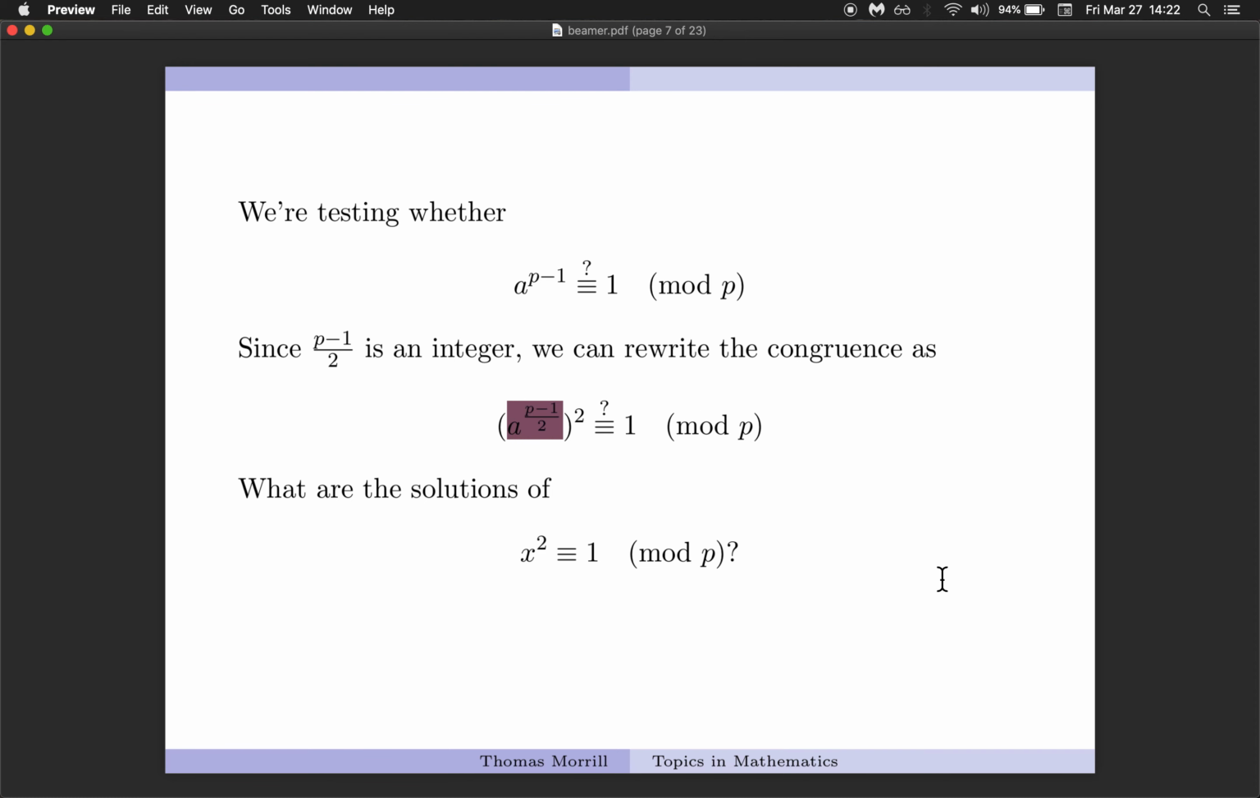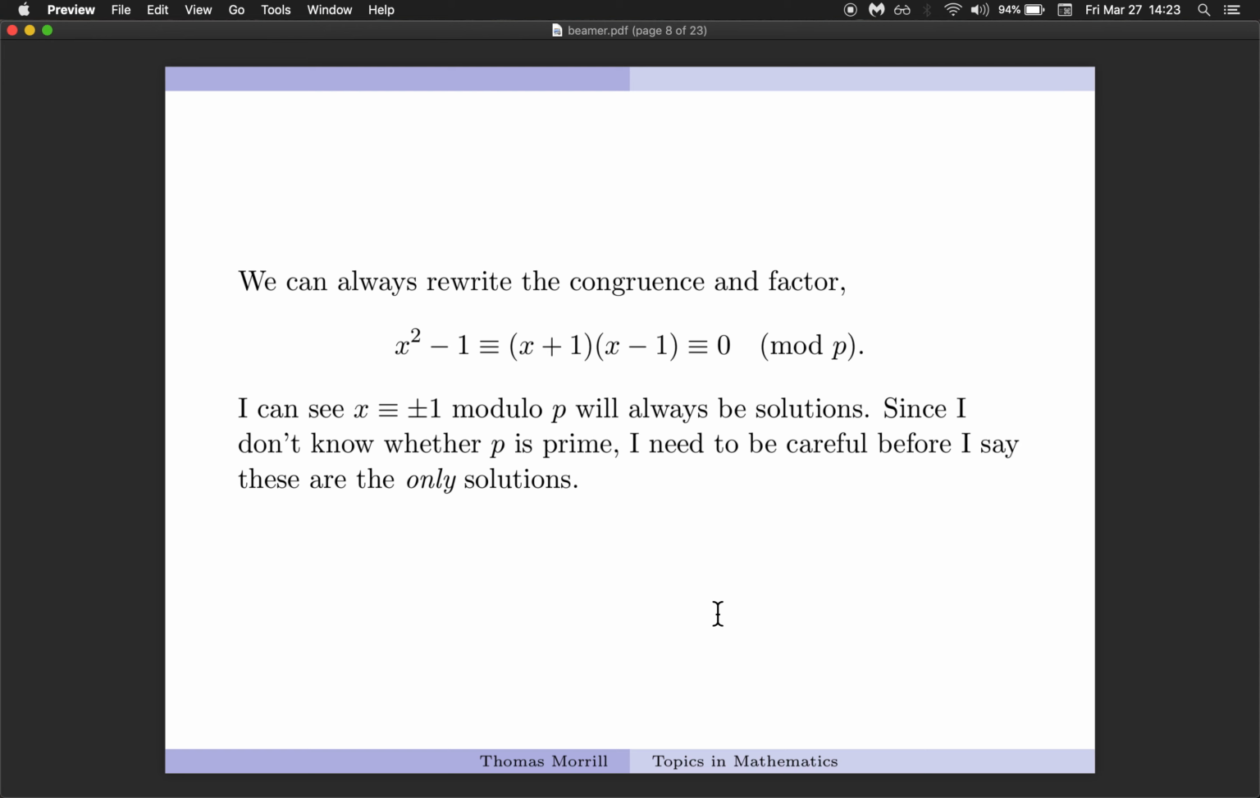So if I bundle up all this stuff that's in parentheses, I'm really asking, what are the solutions of x squared congruent to 1 mod p? Now, this is a super simple question in the integers, the rational numbers, the real numbers, even the complex numbers. There's only the 2 solutions, positive 1 and negative 1. And those 2 solutions will still work here.